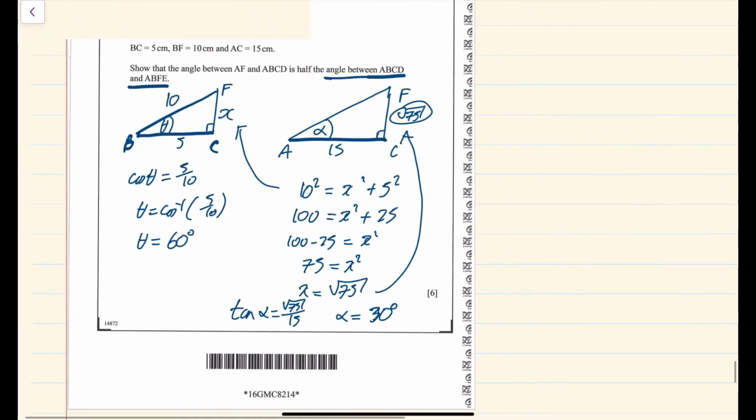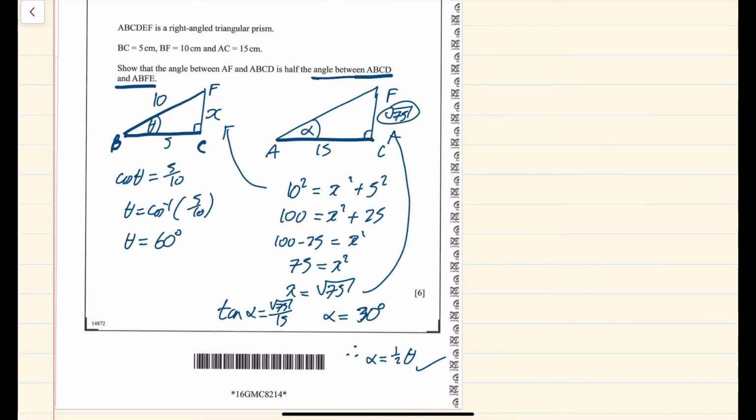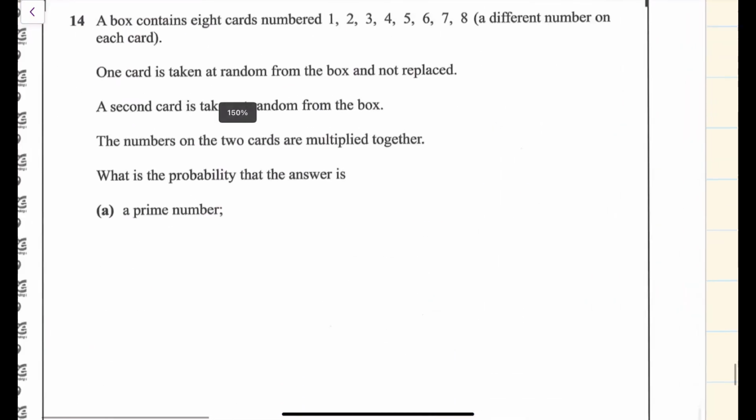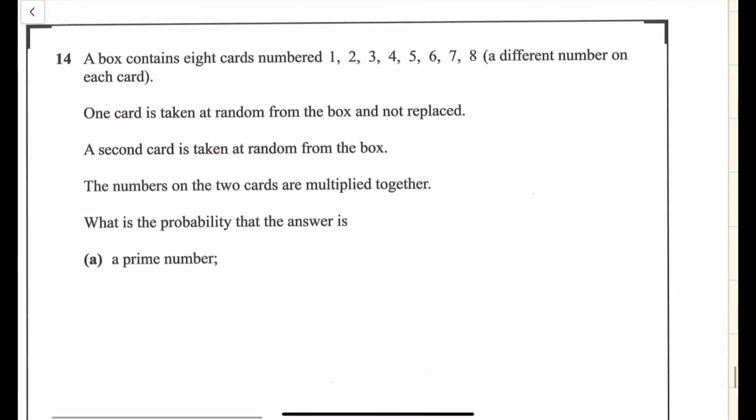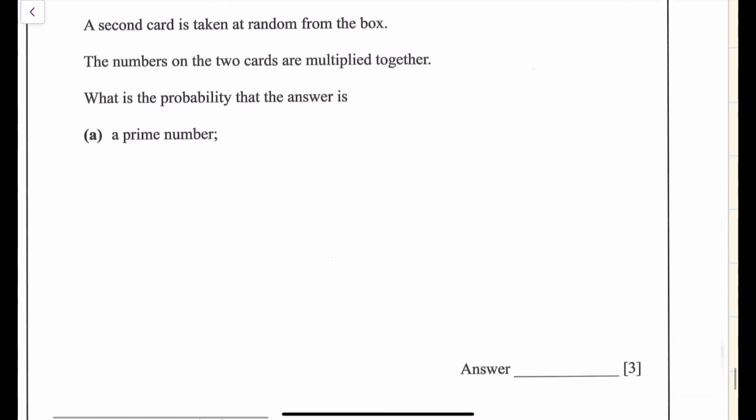Okay, last question, I think it is. Last question says, a box contains 8 cards numbered 1 to 8, a different number on each card. One card is taken at random from the box and not replaced. A second card is taken at random from the box. The numbers on the 2 cards are multiplied together. What is the probability that the answer is a prime number?